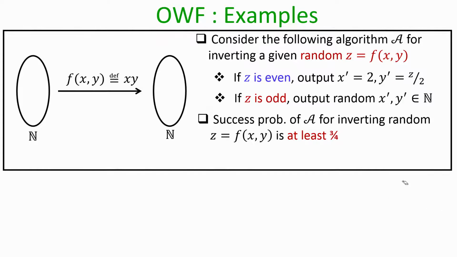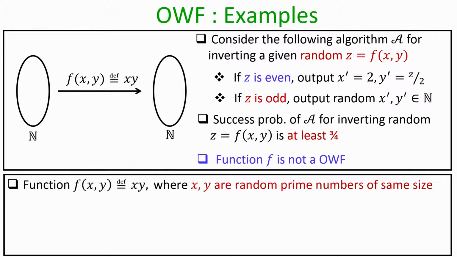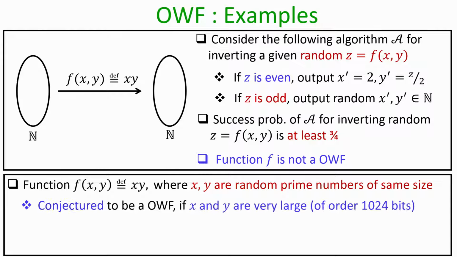Hence, this function f is not a one-way function, because the success probability of inversion is 3 by 4, which is a significant amount of probability. On the other hand, let us slightly modify this function. My function f of x y is still the product of x and y, but instead of saying that x and y are random natural numbers, I put the restriction that x and y are random prime numbers of roughly the same size. It turns out that this function is now conjectured to be a one-way function if x and y are large prime numbers, say of order 1024 bits.